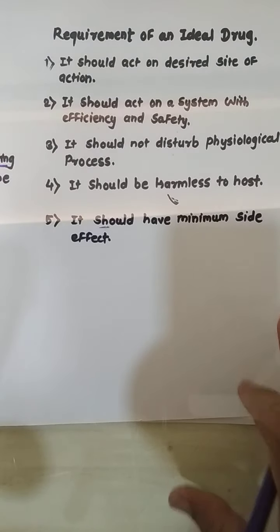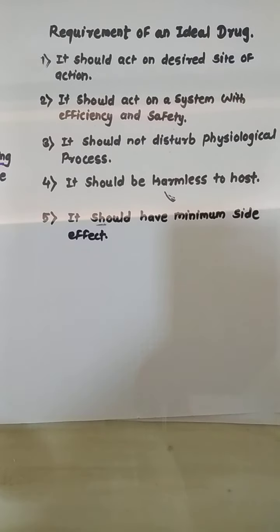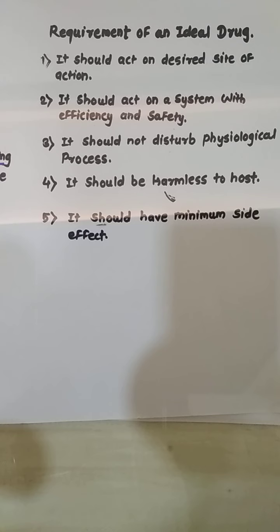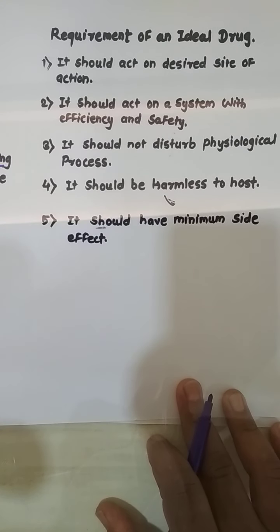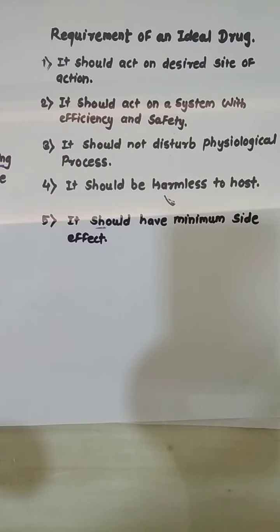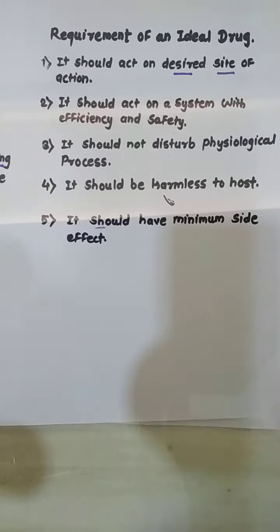When we consume drugs, there are so many side effects. Drugs kill microorganisms and cure us, but some drugs are harmful for us. So, what is an ideal drug? What are the requirements of an ideal drug? There are some characteristics of an ideal drug. First, it should act on the desired site of action.